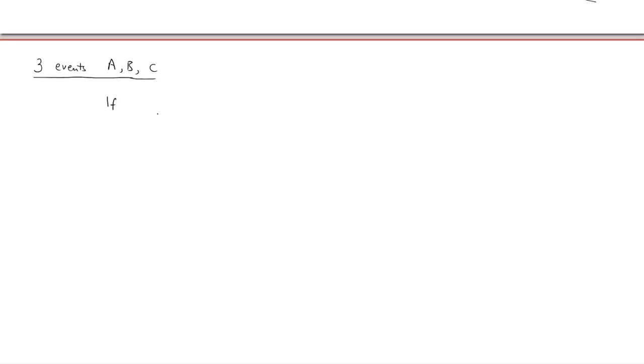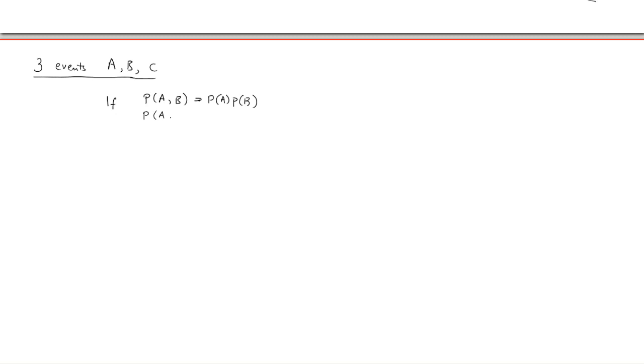Now, what if I have 3 events? Till now, we have discussed event A and event B and the independence of 2 events. What if you have 3 events, A, B, and C? If probability of A and B equals probability of A multiplied by probability of B, what will you call A and B? Independent. So A and B are independent because joint equals product of marginals.